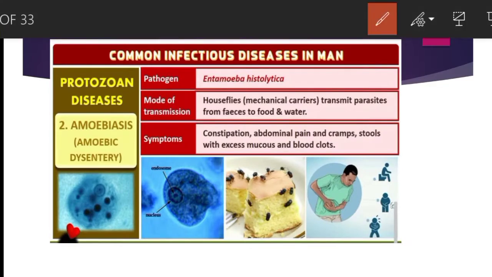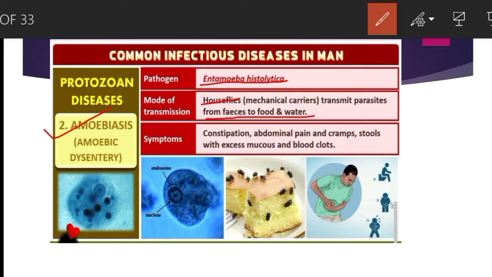Another protozoan disease is Amoebiasis, which is also called Amoebic Dysentery or enteritis. The causative agent or the pathogen is Entamoeba histolytica, which is found in the large intestine of humans. The transmitting agent is the housefly. It transmits the parasite from the feces of the infected person to the food and thereby contaminates it.